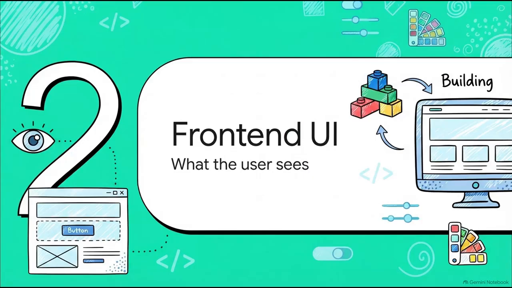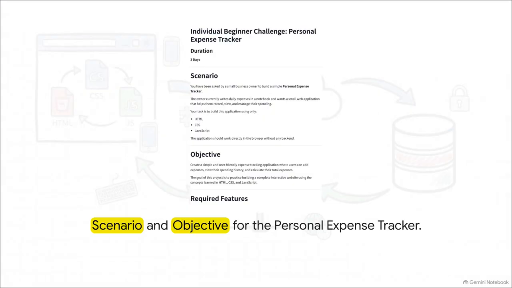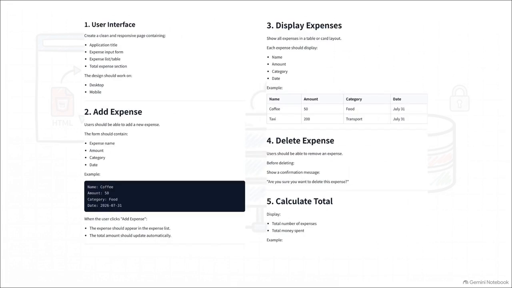Section 2. Front-end, building the UI. Basically, what the user sees. So tools in hand, we start building the first floor using structural HTML, visual CSS, and interactive JavaScript. A brilliant example of this is the Personal Expense Tracker Challenge. The scenario here is simple. A small business owner wants to ditch their physical notebook for a web app to manage their spending. But there's a strict rule for this stage. It literally must be built using only HTML, CSS, and JavaScript, entirely in the browser, with absolutely zero back-end server allowed.